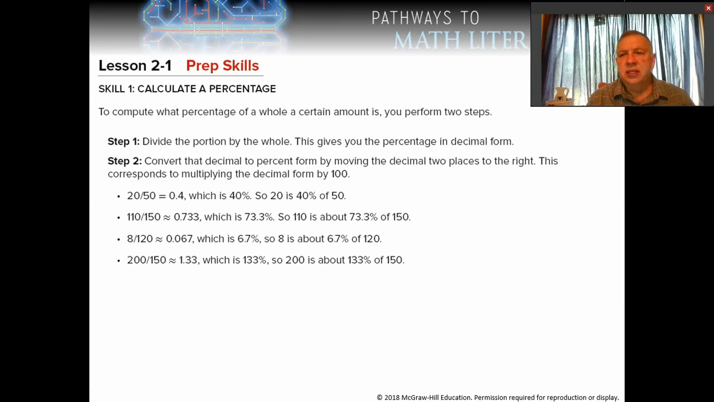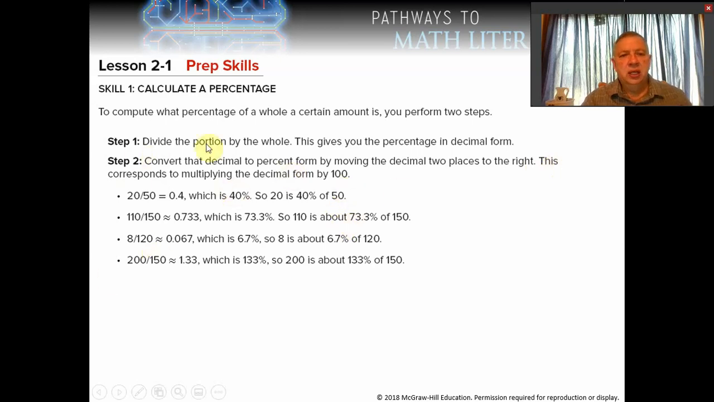So here's skill 1: calculate a percentage. We've talked about this before. How do we calculate a percentage? We take whatever the part is and divide it by the whole. That gives you the percentage in decimal form, and then we take that decimal form and move 2 decimals to the right to turn it into a percentage, and from a percentage we go 2 decimals to the left.